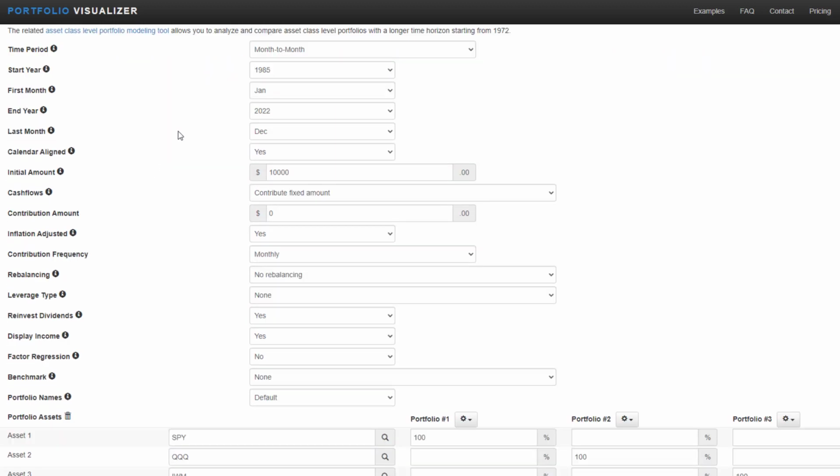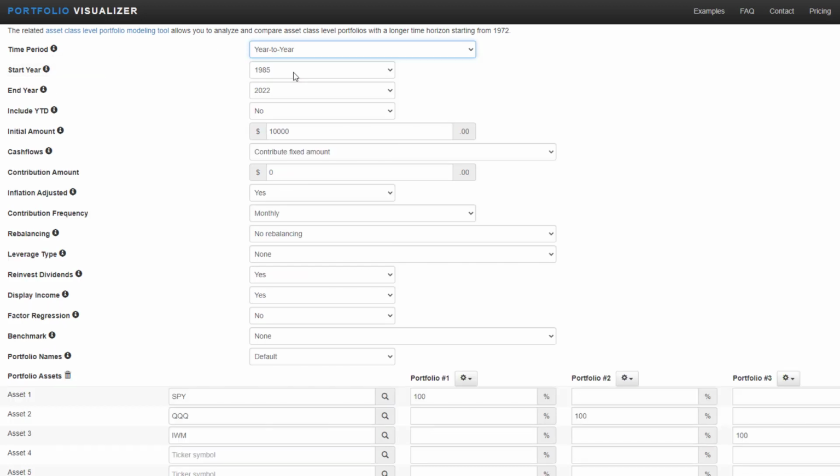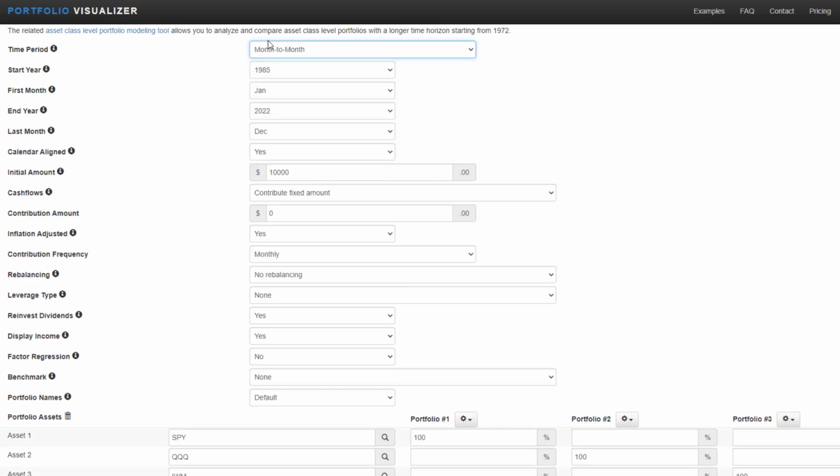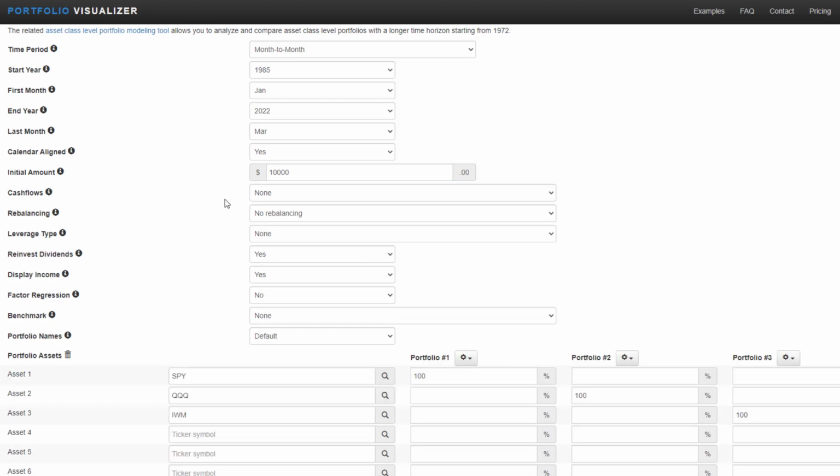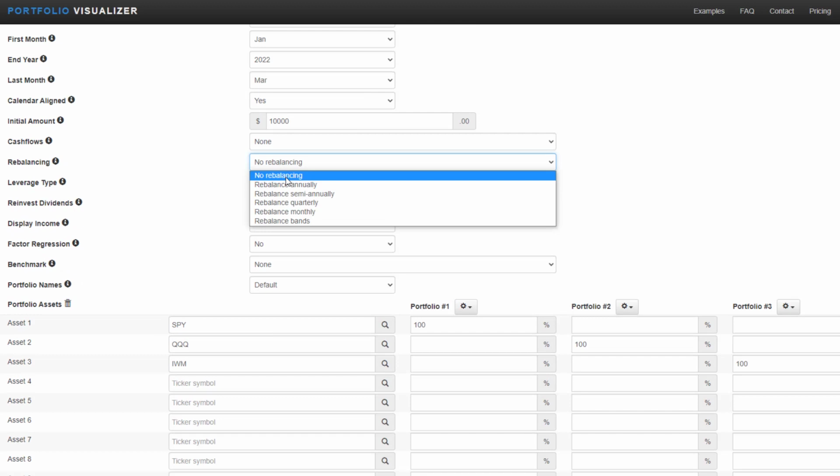So up here, we have our inputs that we can play around with. We have a time period. We can go on a month-to-month basis, or we can change that on a year-to-year basis. Month-to-month is going to give us better data. They automatically, as a default, put your initial amount at $10,000. You can contribute a fixed amount and even withdraw a certain amount. We'll keep this at none. And then you can rebalance your portfolios.